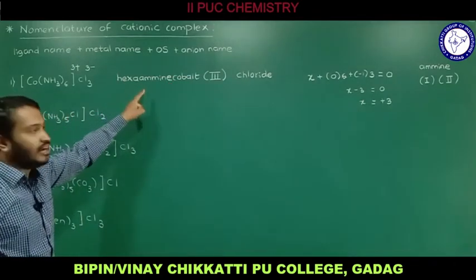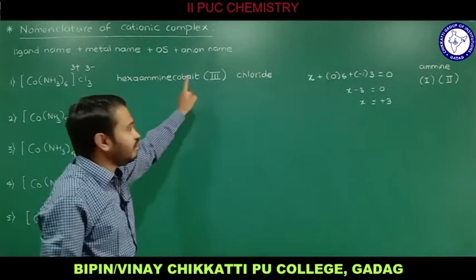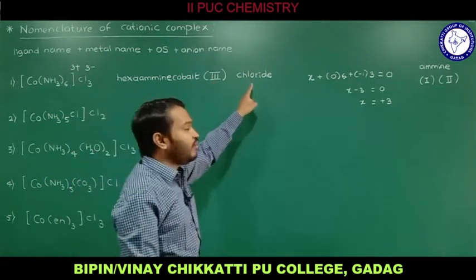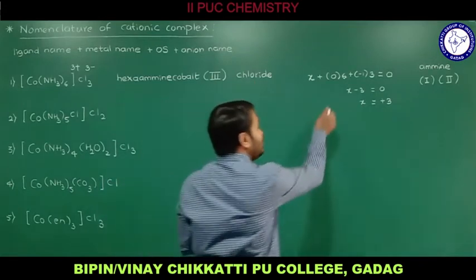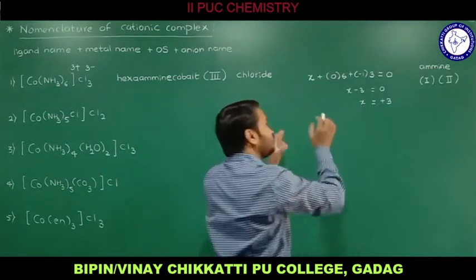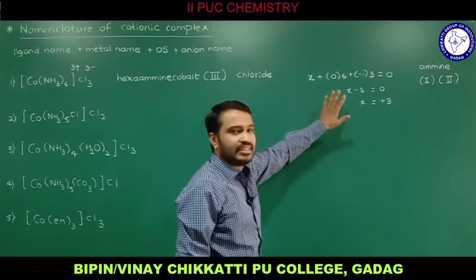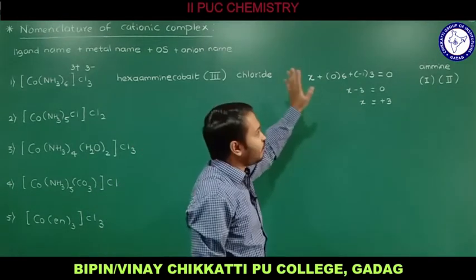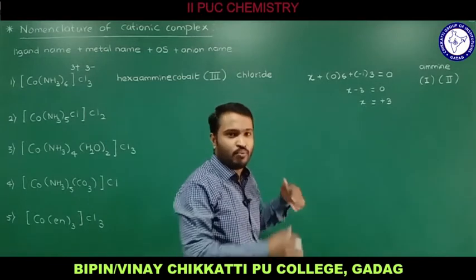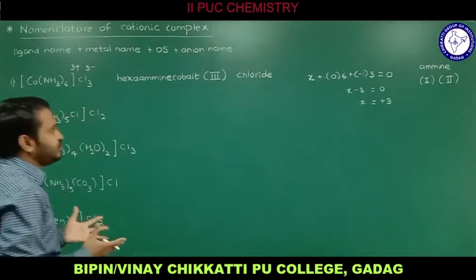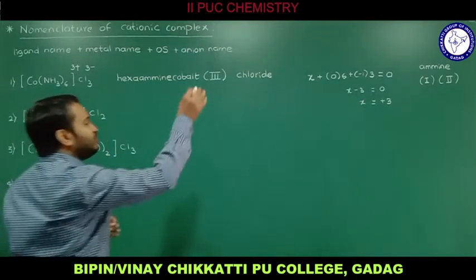Hexaammine is the ligand, cobalt the central metal atom, Roman numeral III inside the bracket is the oxidation state of the metal, and chloride will be the anion. And this is very important to know: identify the oxidation state of a central metal ion. But this method is time consuming, and I hope you are quite good at calculating the oxidation number. One more method I will tell you, so that within a fraction of seconds you are going to get the oxidation number. So X is equal to 3 plus we got.